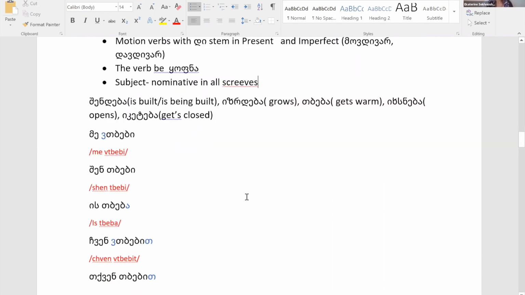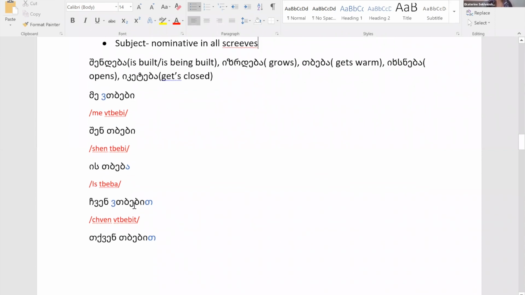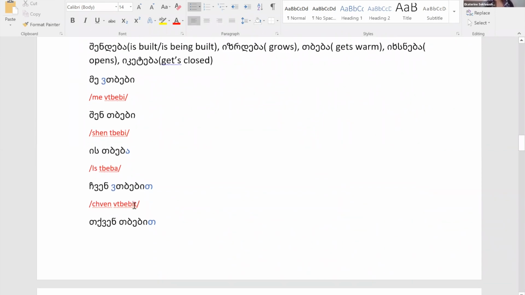Conjugation, the same set pattern of conjugation. Me vtbebi, I get warm. Shen tbebi, you get warm. Is tbeba, he gets warm, he's getting warm. For example, the cat is getting warm under the sun. Kata tbeba mzeze. Chven vtbebit, tkven tbebit, isini tbebian.